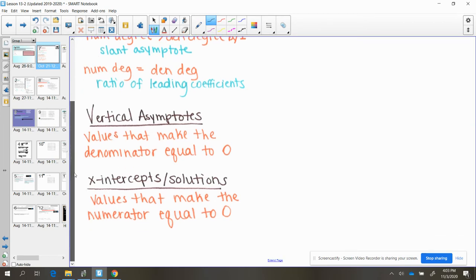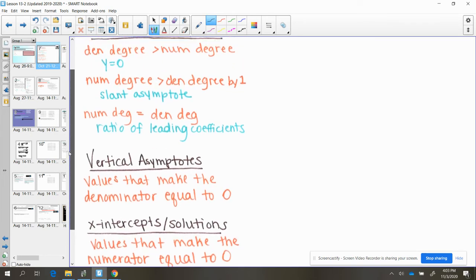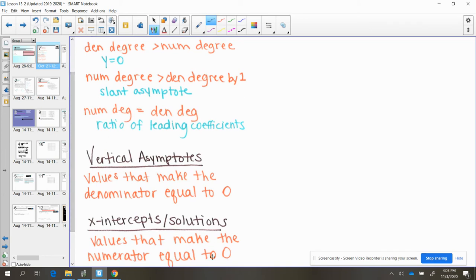It's where your denominator equals 0. And then where the x-intercepts are the solutions, that's where your numerator is equal to 0. So this is the really important stuff to get jotted down. If you have not already, I would highly recommend pausing the video and doing that. Okay.